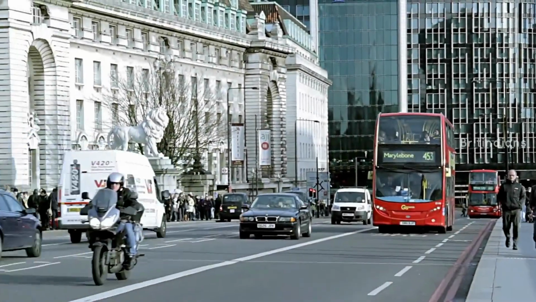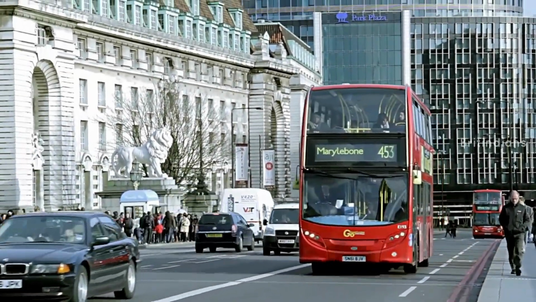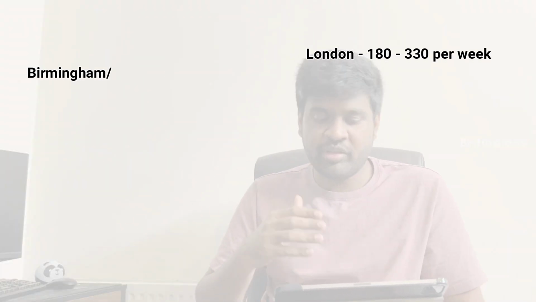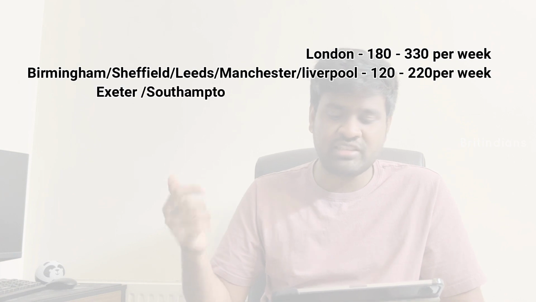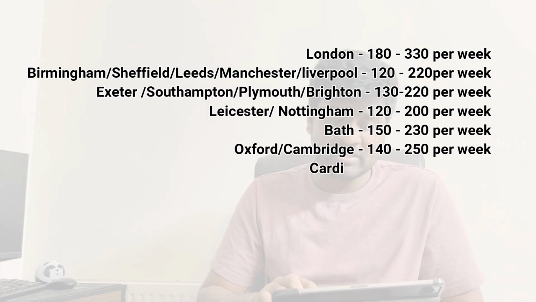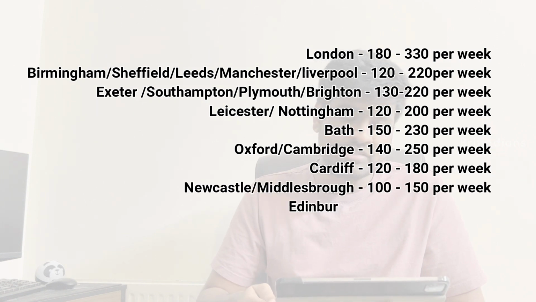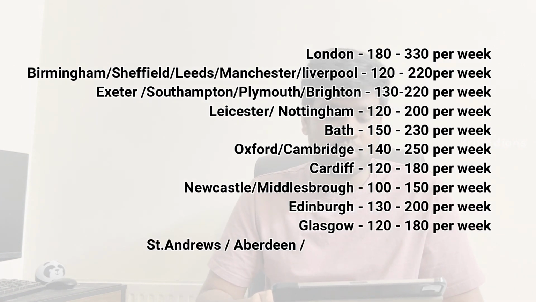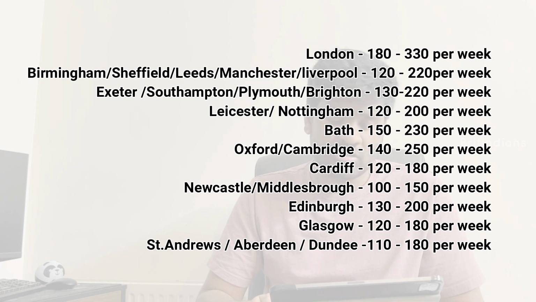So now let's look at the average accommodation cost in different cities. First, we'll look into university student halls. If you're taking a university student hall in London, it will cost you a minimum of £180 to £330 per week. In Birmingham, Sheffield, Leeds, Manchester, Liverpool, it's usually £120 to £220 per week. In Exeter, Southampton, Plymouth and Brighton, it's £130 to £220 per week. In Leicester or Nottingham, it's £120 to £200 per week.